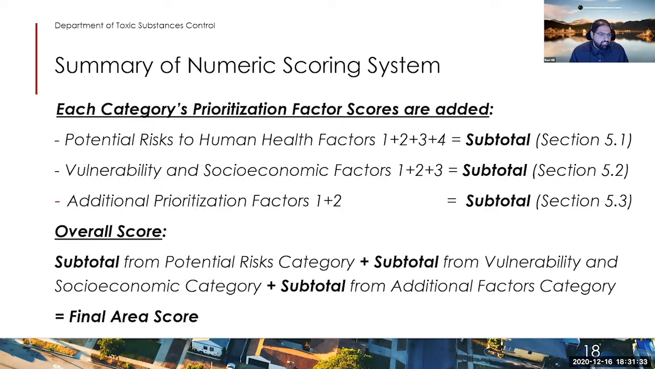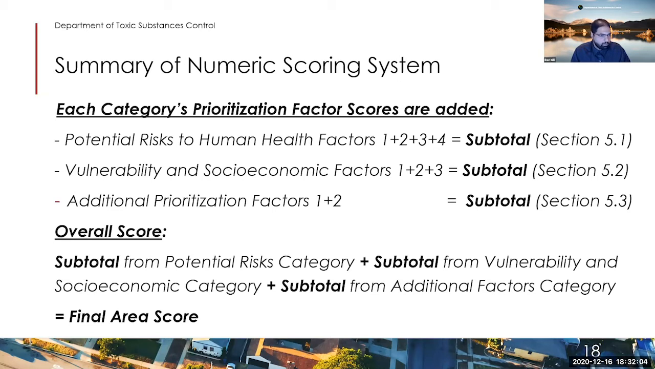Now, slide 18, this slide shows how an overall final area score is calculated. First, the factors previously described in sections 5.1, 5.2, and 5.3 of this presentation are summed together to determine the subtotal score in each category. This is followed by the addition of all category subtotal scores to calculate the overall final area score. An example score calculation for an area is shown on the next slide.